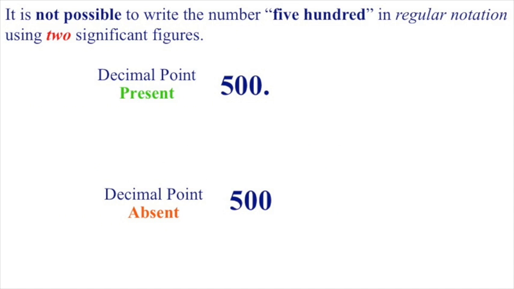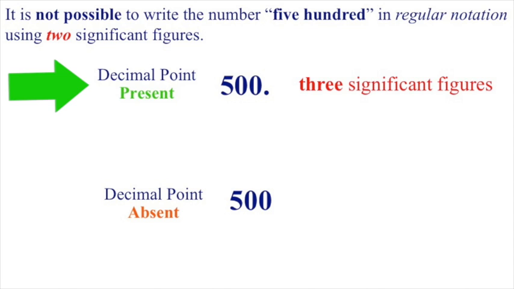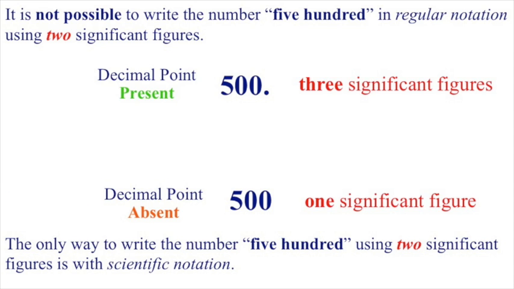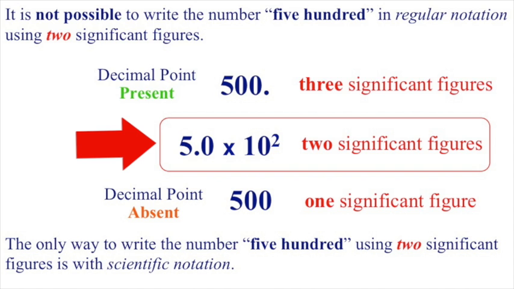Note that it's not possible to write the number 500 in regular notation using 2 significant figures. If the decimal point is present, the number 500 would have 3 significant figures. If the decimal point is absent, the number 500 would have 1 significant figure. The only way to write the number 500 with 2 significant figures is to use scientific notation.